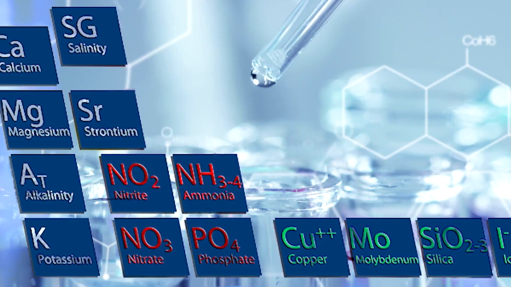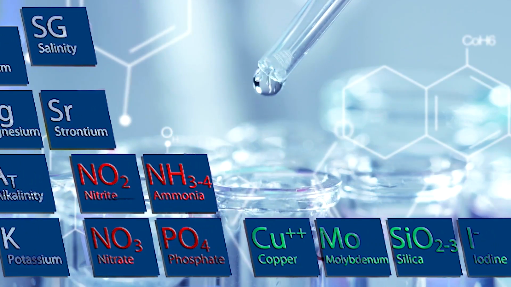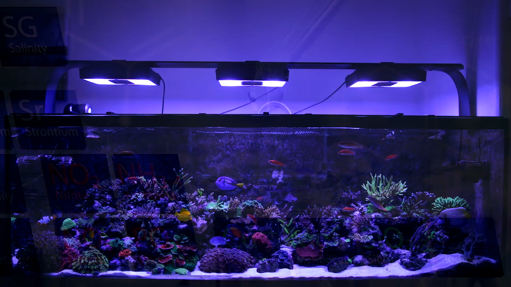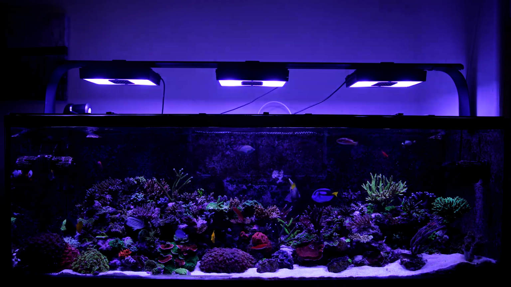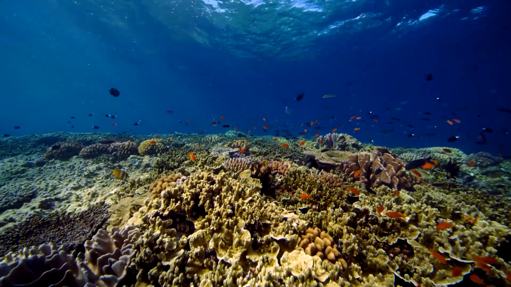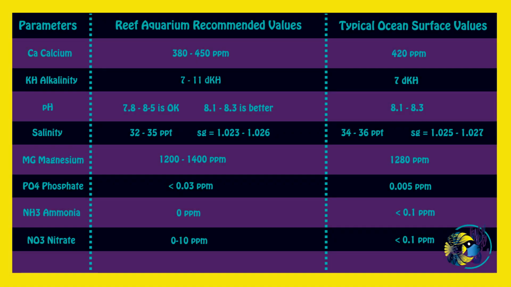Saltwater contains many elements and compounds, and there are some important elements you need to test and maintain stable at a certain range. These different parameters and elements are crucial to create the ideal environment that mimics parameters found in natural seawater. And here are some of the parameter values in natural seawater and the range we try to maintain in our reef tanks.